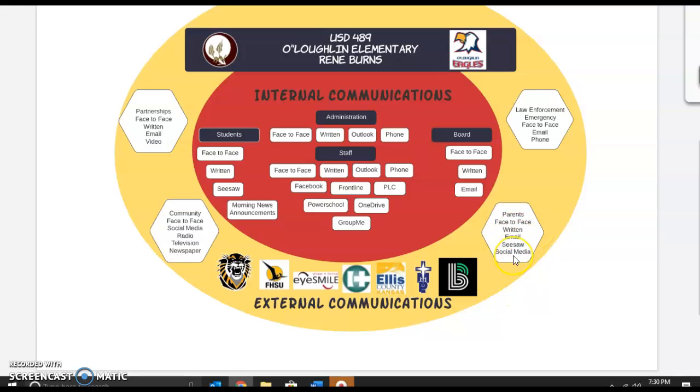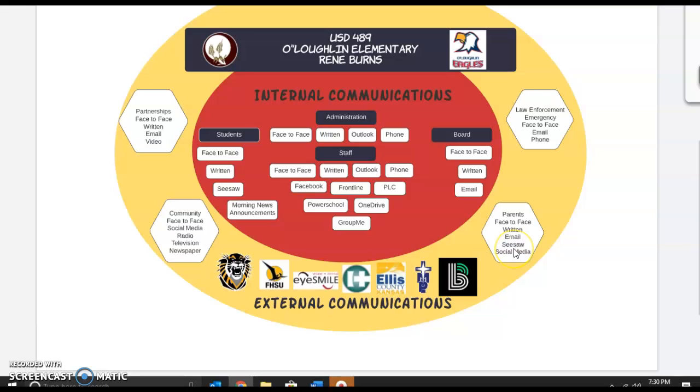And then parents, I really struggled with parents because, in my opinion, parents should be part of the internal communication. So I really battled within myself on where they should go. I just feel like they are a part of our school and part of our family, and so they belong in the internal communications. However, they're obviously not hired through 49. So I did keep them on the external side, but face-to-face communications, written, email.